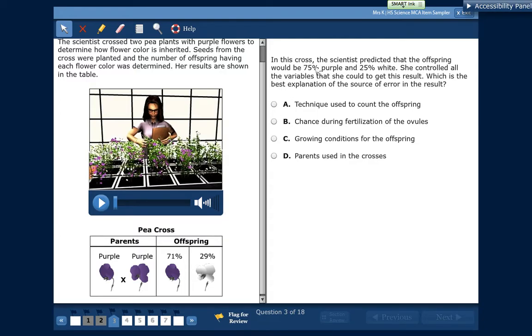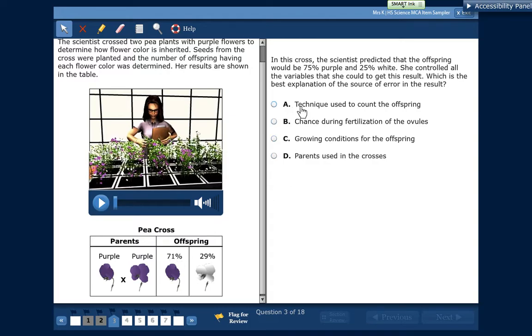Let's look at the question. In this cross, the scientist predicted that the offspring would be a 3-to-1 ratio, 75% purple and 25% white. That was just the 3-to-1 prediction that she guessed would happen, but she controlled all the variables that she could to get the result. Which is the best explanation of the source of error? That just means, why didn't she get exactly 75%, 25% in her results? Why was it 71% to 29%?